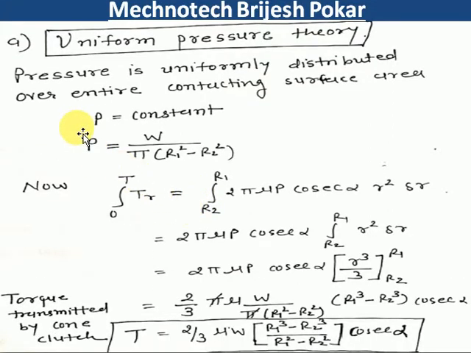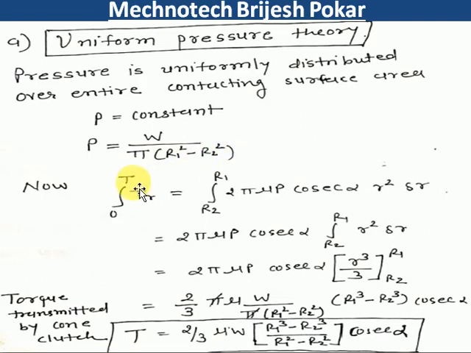So uniform pressure means the pressure distributed over the entire contacting surface area is constant. So P is equal to constant, and we know that P is equal to W upon pi (R1 square minus R2 square). That means W upon area. So this is the area, pi (R1 square minus R2 square).